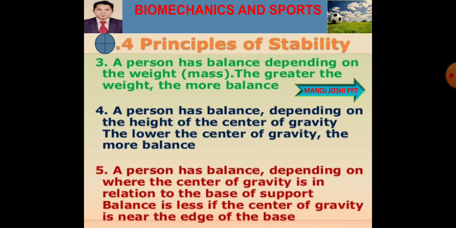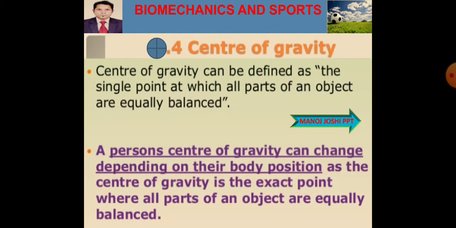Center of gravity can be defined as the single point at which all parts of an object are equally balanced. A person's center of gravity can change depending on their body position, as the center of gravity is the exact point where all parts of an object are equally balanced. So, this we understood, the equilibrium and center of gravity.